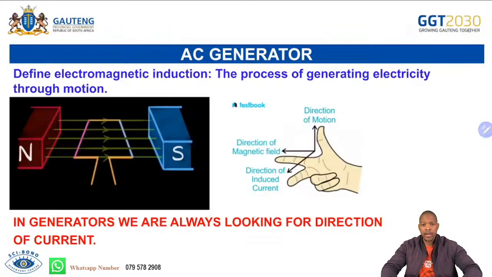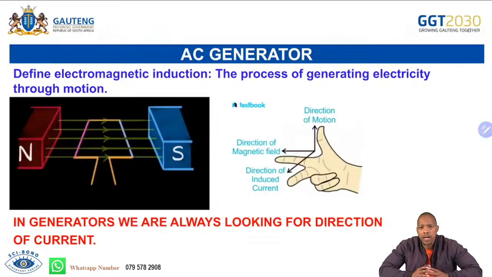As we've said, generators work on the principle of electromagnetic induction. That also tells us we must be able to define electromagnetic induction. What is the definition of electromagnetic induction? It is the process of generating electricity through motion. So that's when we are generating electricity through motion.